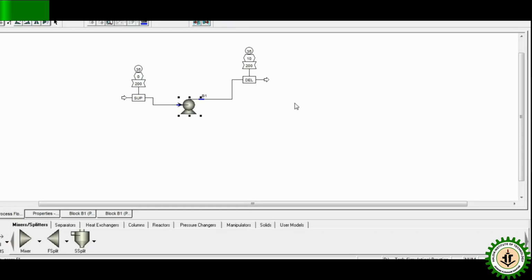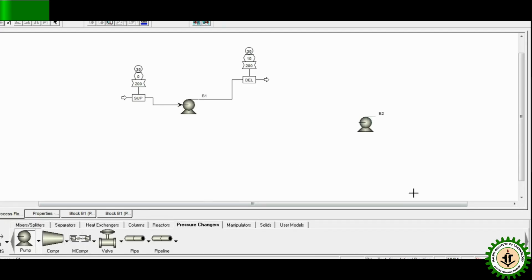This is also very clear. This model I have made. What I did, pump is a pressure changer. You just select the pump, put the pump here, then click the material stream here. Just click on the red, which means it is mandatory. Okay, you have to click here.